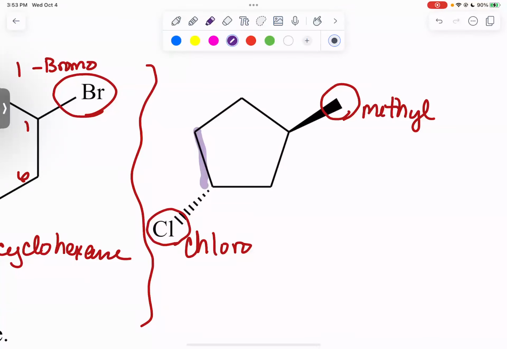I'm sorry, I didn't say that. This is our parent because the parent's longer than the substituents. So the ring's the parent. So we would name this.